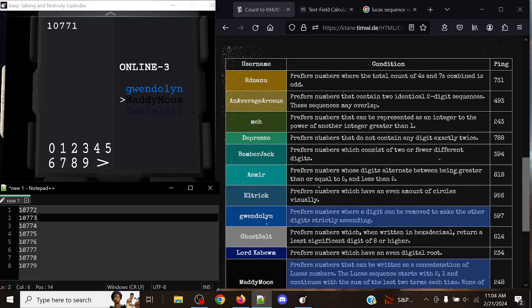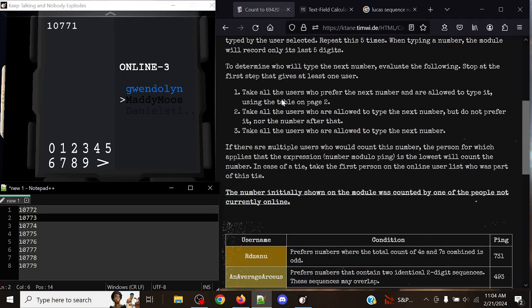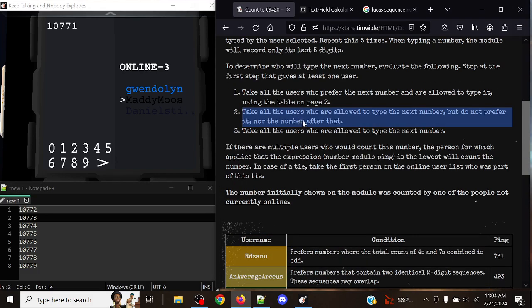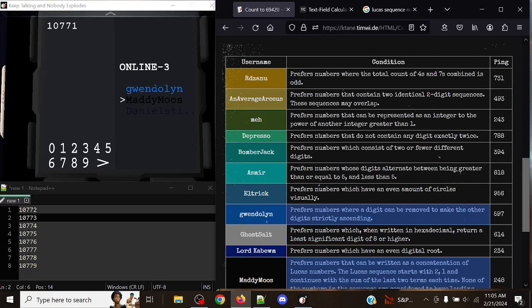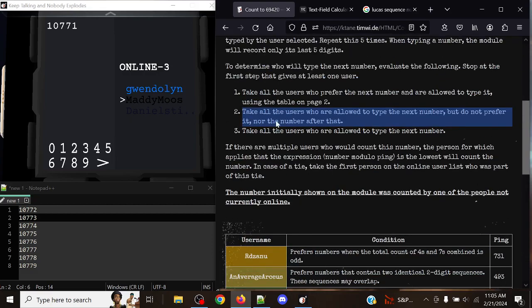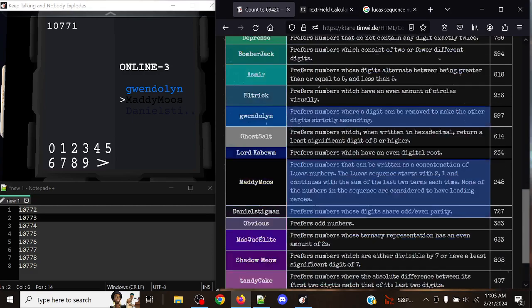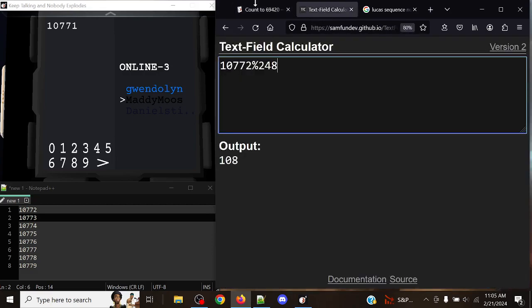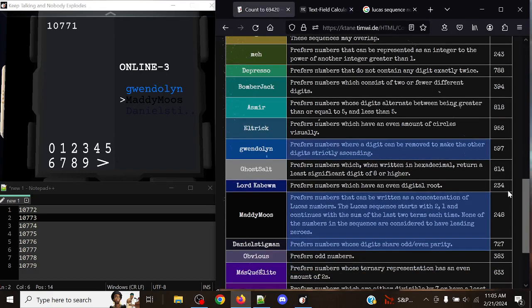So now here's the case where we have to take a look here. We're now going to take all users whose digits are allowed to type the next number, in this case all 3 of them, but do not prefer it nor the number after that. And I think that's going to be true for this entire thing. So now what we're going to do is for each of these 3 users, we're going to take the number that we have here, and we're going to do the modulo for everyone.